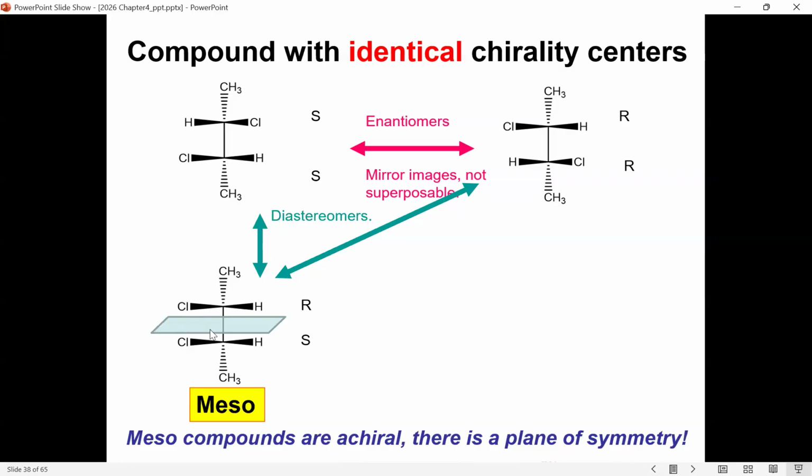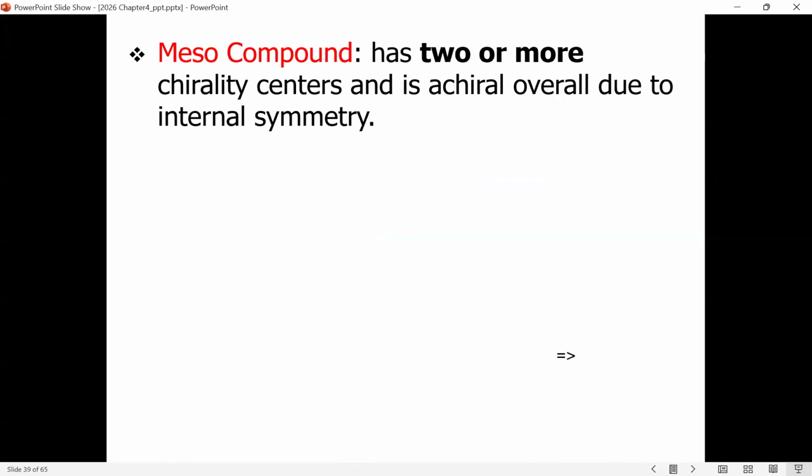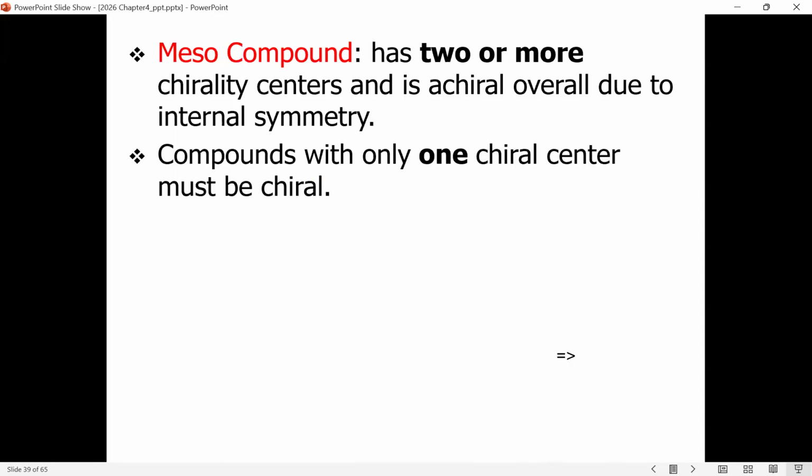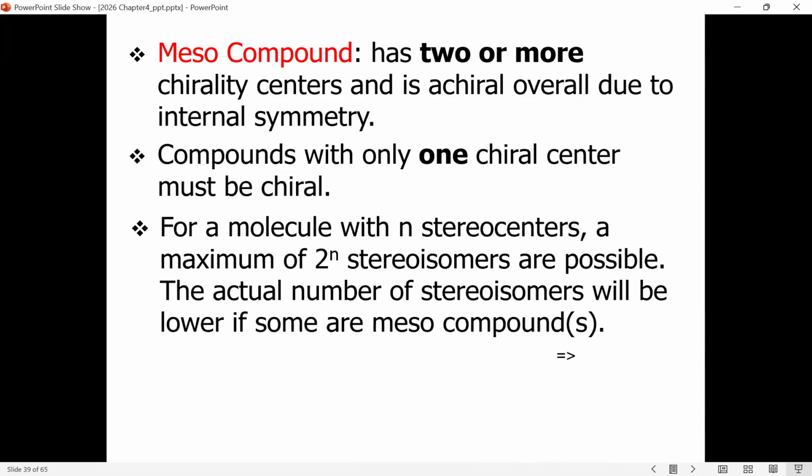So now we come to a very important compound called the meso compound. For a meso compound, there are two or more chiral centers, but the overall molecule is achiral. One thing you can be sure of: if a molecule has only one chiral center, this molecule has to be chiral. But if there are two or more chiral centers, then not necessarily, because of meso compounds, okay.